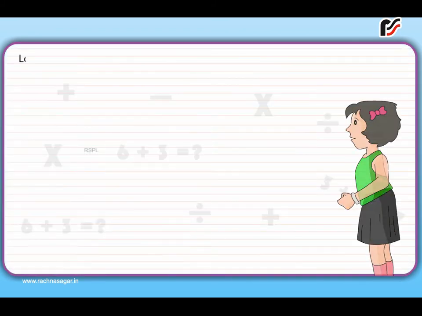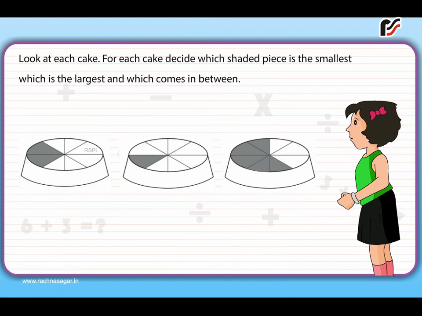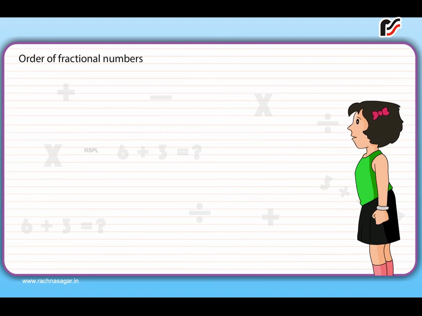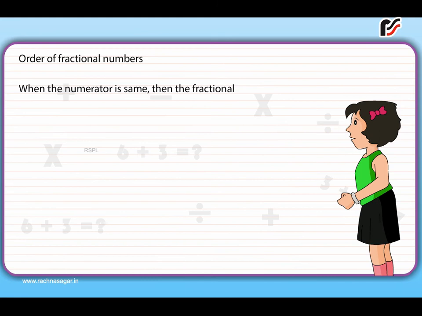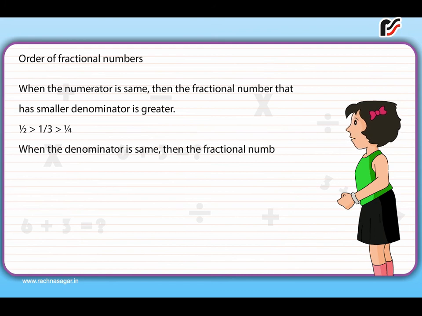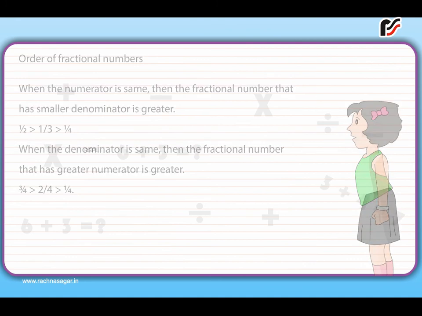Comparing like fractions. Look at each cake. For each cake, decide which shaded piece is the smallest, which is the largest, and which comes in between. 2/8 in between, 1/8 smallest, 5/8 largest. Order of fractional numbers. When the numerator is the same, then the fractional number that has the smaller denominator is greater. Half is greater than 1/3, which is greater than 1/4. When the denominator is the same, then the fractional number that has the greater numerator is greater. 3/4 is greater than 2/4, which is greater than 1/4.